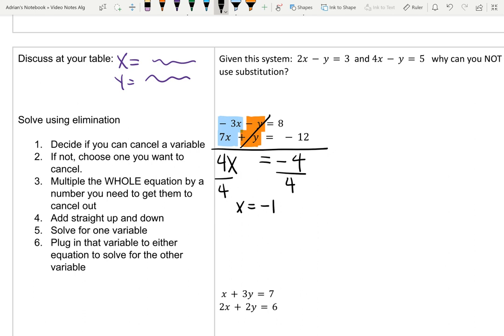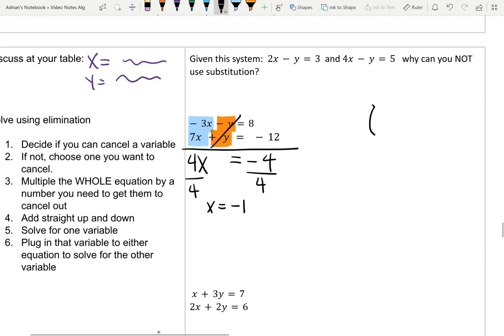So just like last time, you want your answer to be an x and y point, always. So right now I have my x is negative 1, but I don't know what my y is yet. So let's figure out what our y is. And we can find our y the same way that we did before. So I'm going to take this negative 1, and again, you can choose either one you want to put it into. So I'm going to just do the first one.